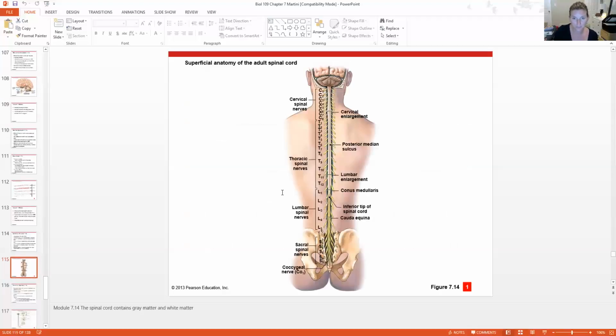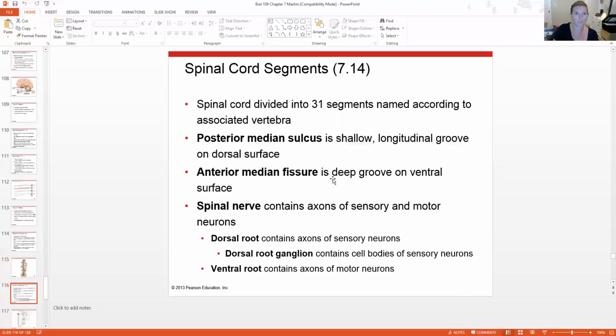Here you see it, the cauda equina. The conus medullaris is this kind of end point right around L1, L2, cervical enlargement up here, lumbar enlargement up here just above the lumbar vertebrae. So there are 31 segments which coordinate to our associated vertebrae. There's a posterior median sulcus and an anterior median fissure, just a little deeper.